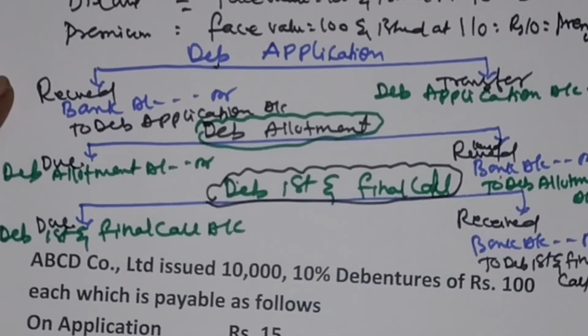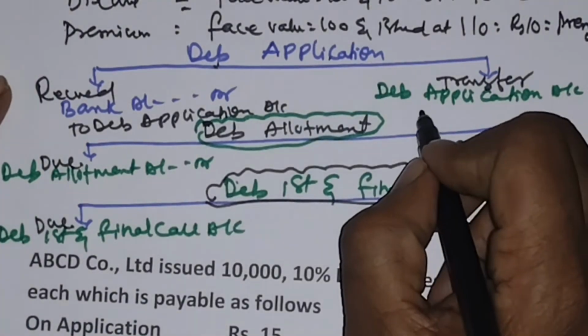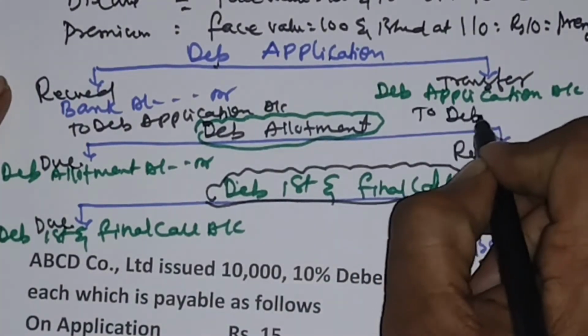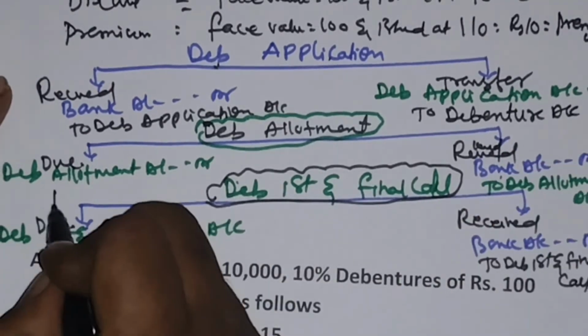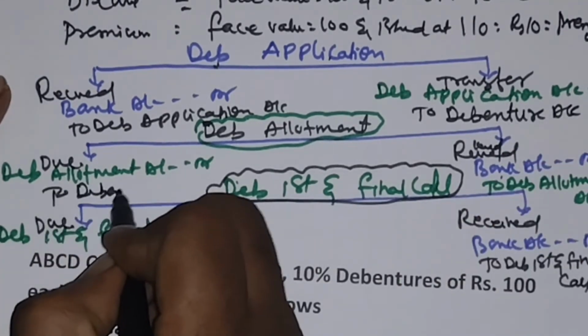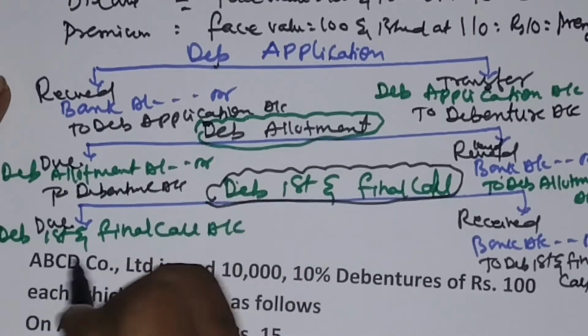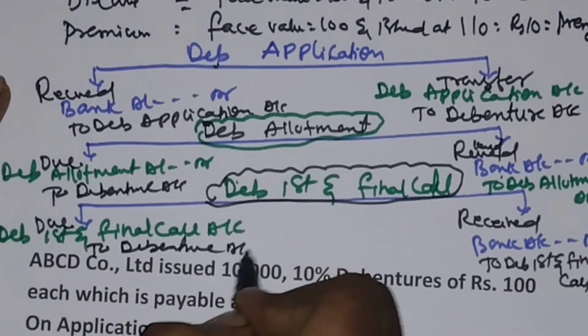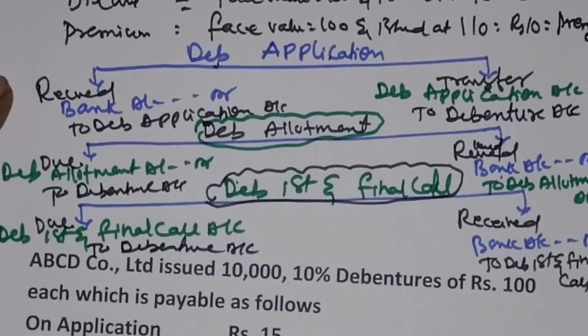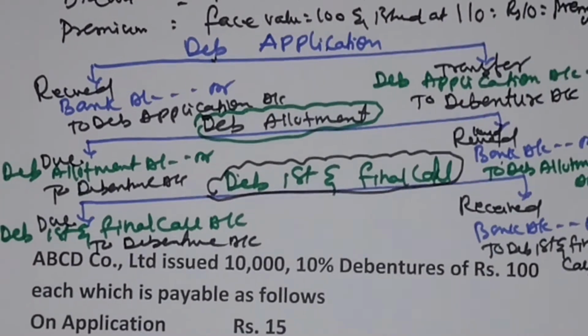Then what will appear in the second line? The second line, for all the cases, is to debenture account, to debenture account, to debenture account. That's it. The same 6 journal entries will be applicable to a 6 marks problem. Now we can see the problem.